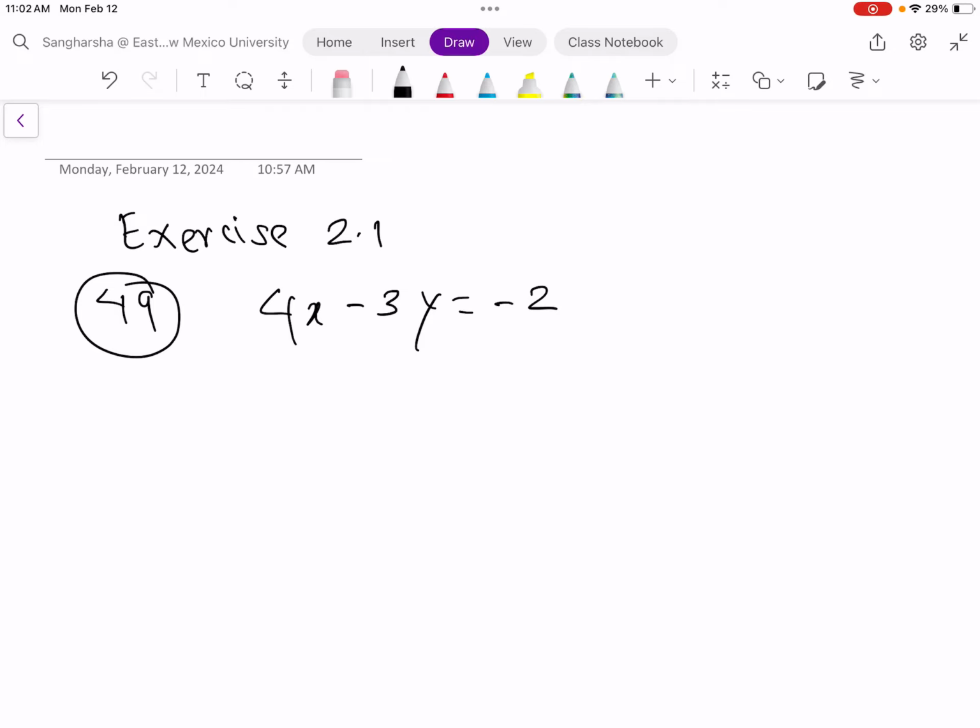We have this equation 4x minus 3y equals negative 2, and we need to write this equation in the form y equals mx plus c. Okay, we need to find the slope, x-intercept, y-intercept, and graph. We need to find the slope of this line. Okay, we need to graph this line, find the x and y-intercept.